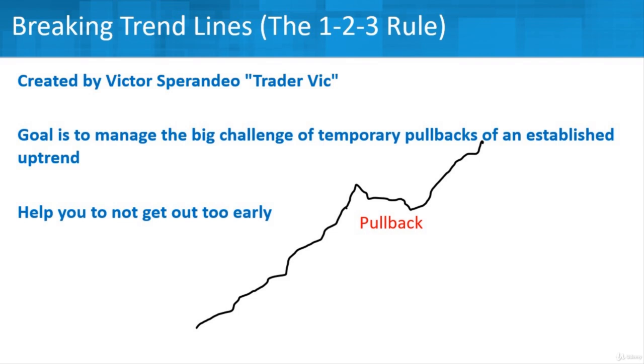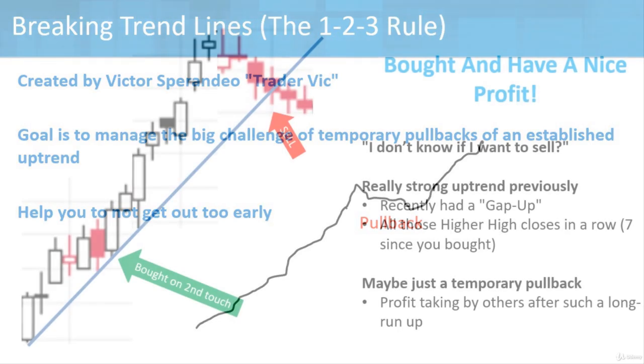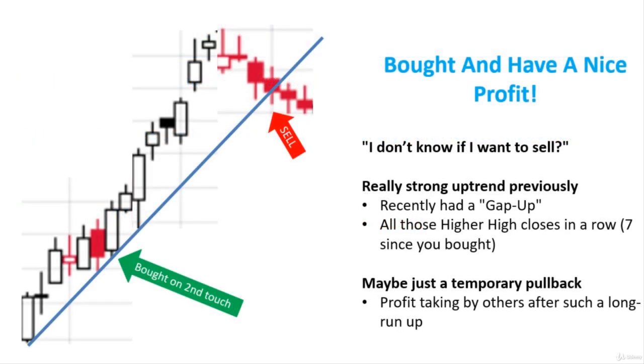So how does the 1-2-3 rule work? Let's take a look at that. Let's walk through this in steps. First off, on this particular one here, you can see we have a nice uptrend. We bought on the second touch in this example, could have been on the third touch, but we bought in there, and you can see we have a nice price run up, nice profit up there, and then we see it cross the trend line. That's our sell signal.